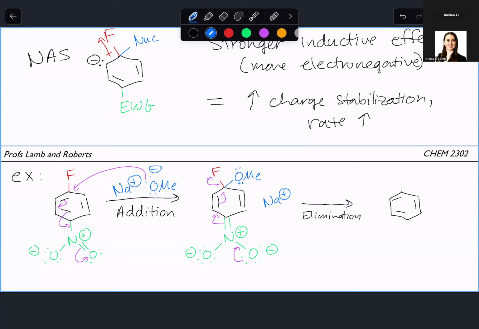So that leaves our methoxy group on the ring. Our sodium fluoride is our byproduct, and our nitro group is back to how it was at the beginning of the reaction, which is overall neutral, but it still has formal charges. Do not forget the formal charges on the nitro group.